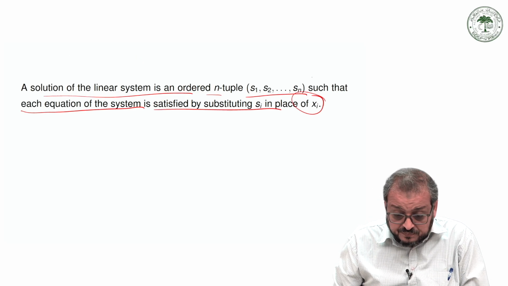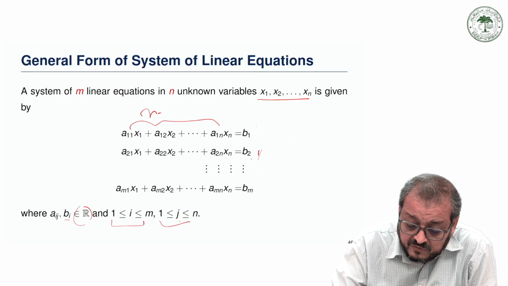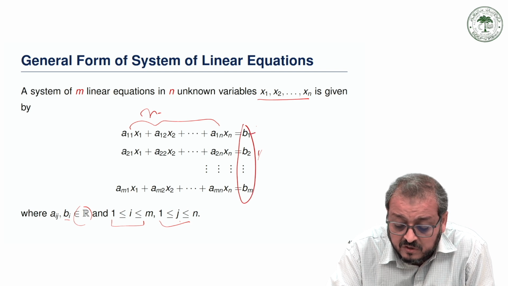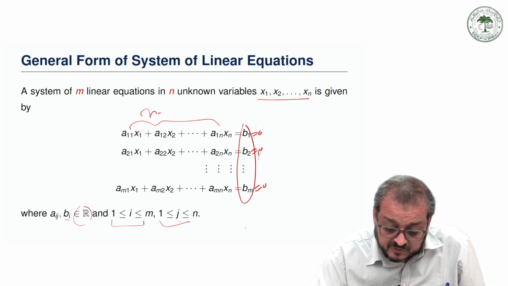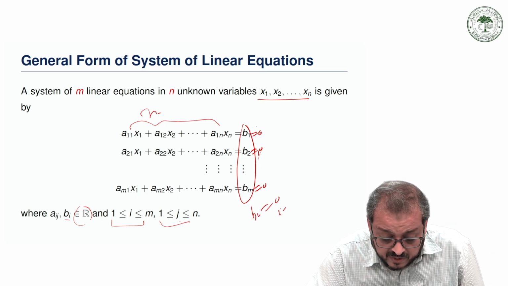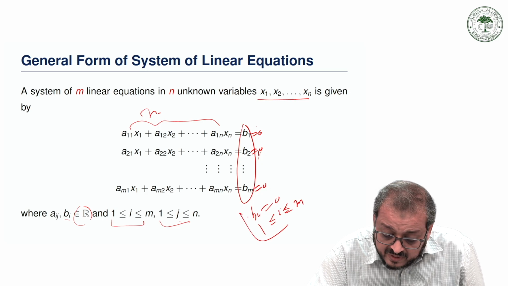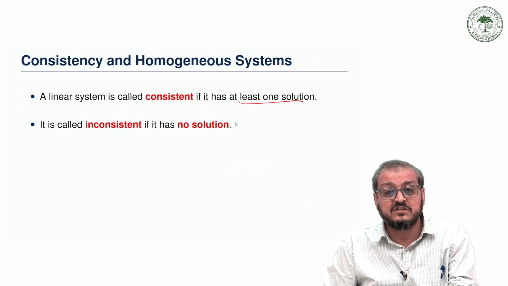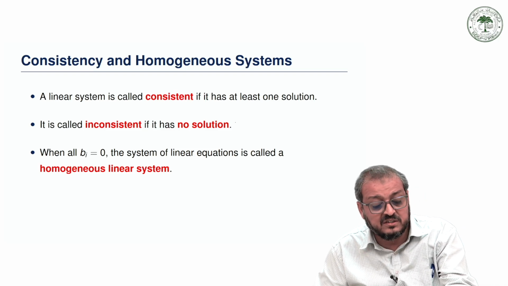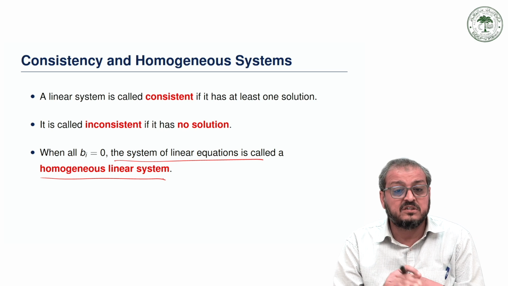And in this system, if all the b's are equal to 0, meaning all bi are 0 for i between 1 and m, then the system is called a homogeneous system of equations. It means the right-hand sides are all equal to 0. When all bi are 0, the system of linear equations is called a homogeneous linear system.